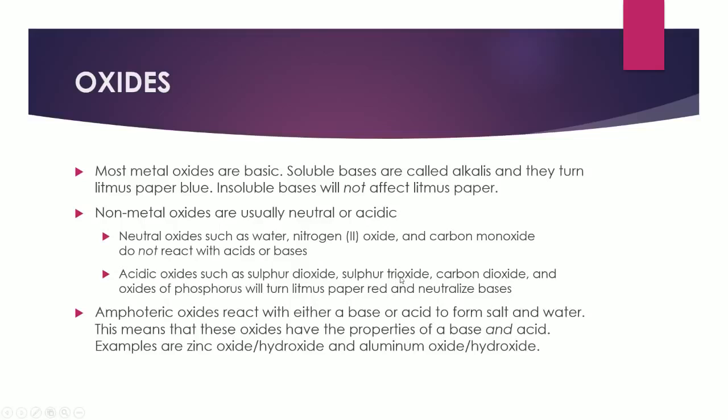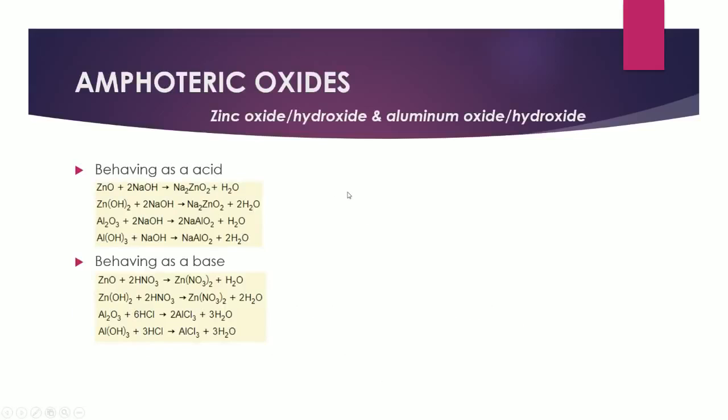Amphoteric oxides are oxides that can react with both an acid or a base to form salt and water. This means that these oxides have properties of both an acid and a base, and examples of such are zinc oxide and hydroxide, along with aluminium oxide and hydroxide. And there are a couple of reactions here that you need to know. So you need to know zinc oxide and hydroxide and aluminium oxide and hydroxide acting as both an acid and a base, and these reactions here summarize that.